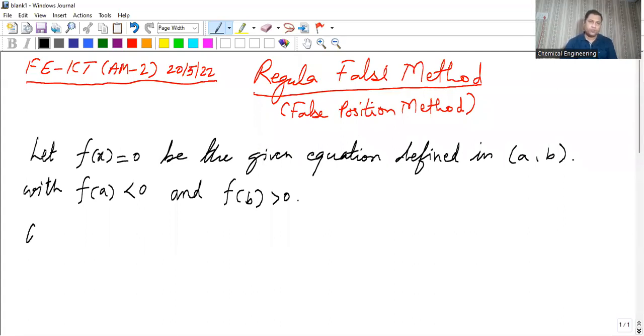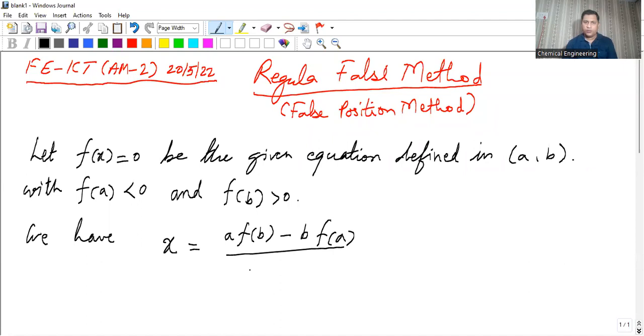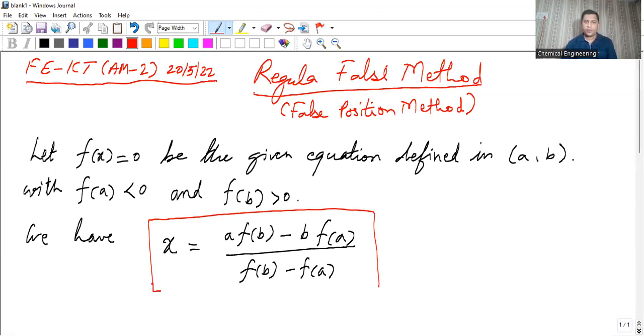Then what is the Regula Falsi method? Here we have the iteration: x is given by a f of b minus b f of a upon f of b minus f of a. This is the formula for the iteration by the Regula Falsi method.